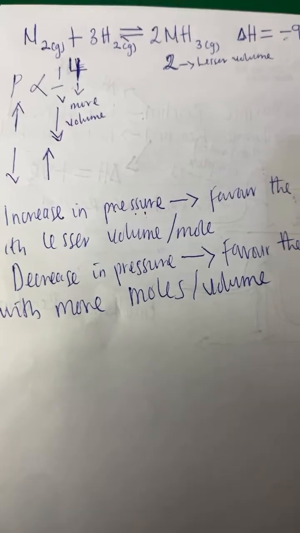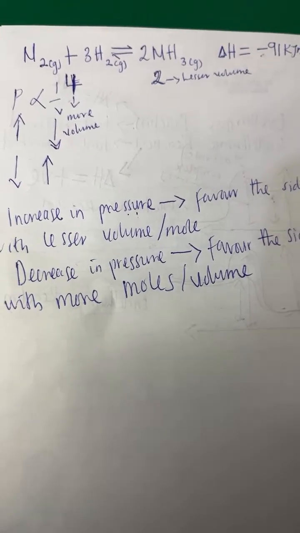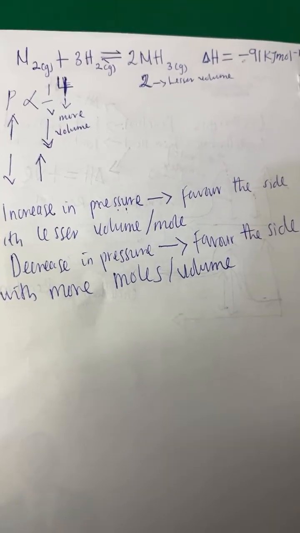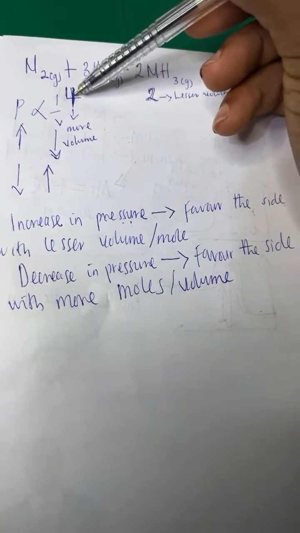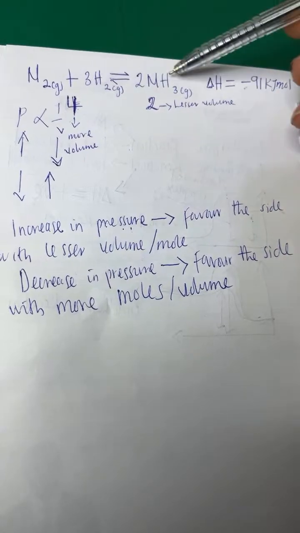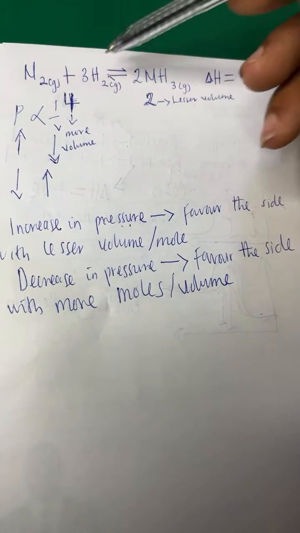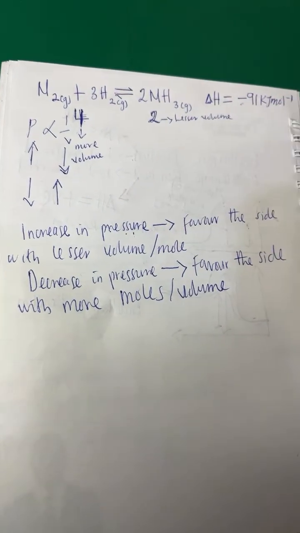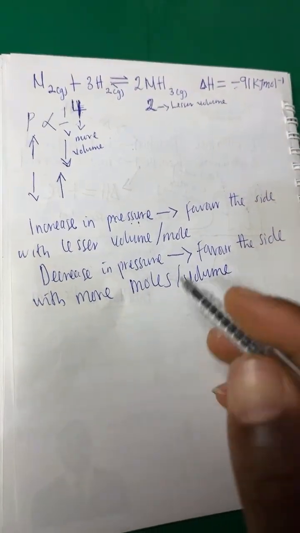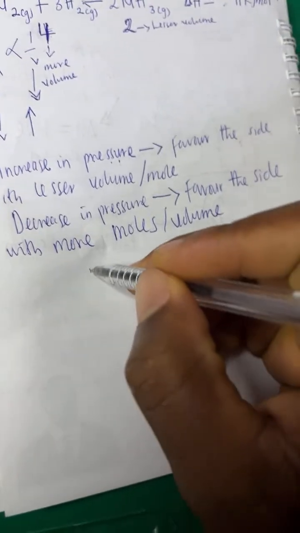Okay, that was good. People are getting it. So it will favor the backward reaction. Why? Because the backward reaction has more moles, or let's say more volume, than the forward reaction. So that is that for pressure. Now, let me quickly give you guys one simple question.